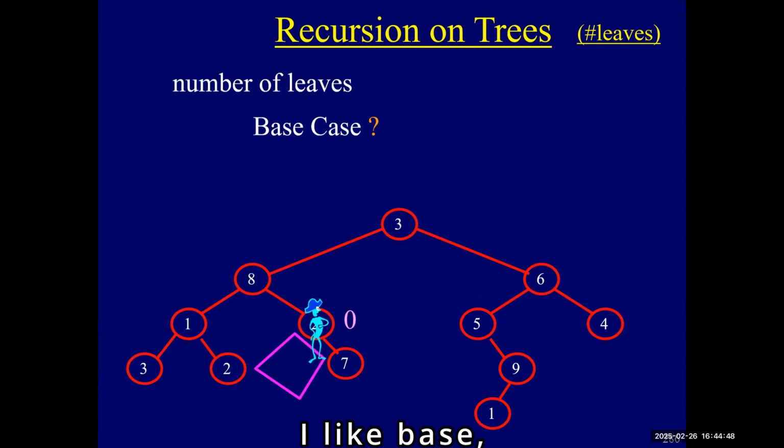All right, what's the base case? Now, remember, in binary trees, I like base cases, right? I like my empty tree. All right, so my empty tree is 0. How many leaves? Well, clearly it has 0 leaves, right? Let's not be weird about this. All right, so does this code work?